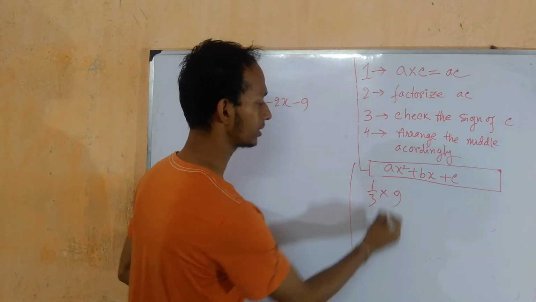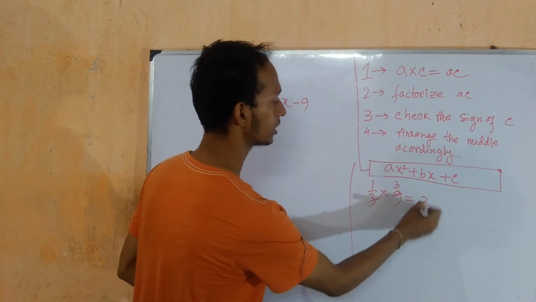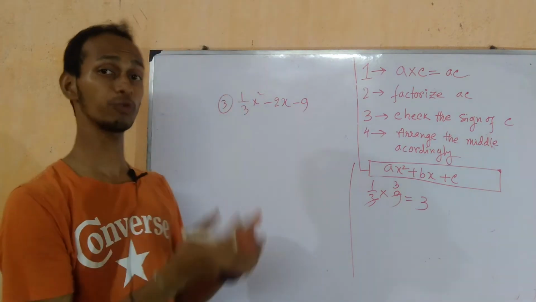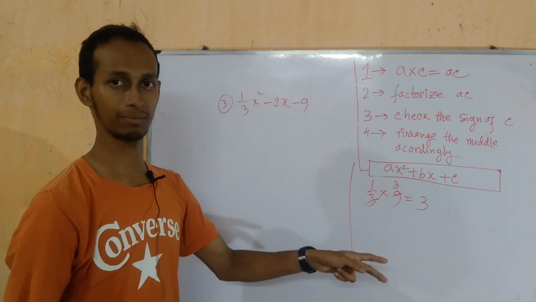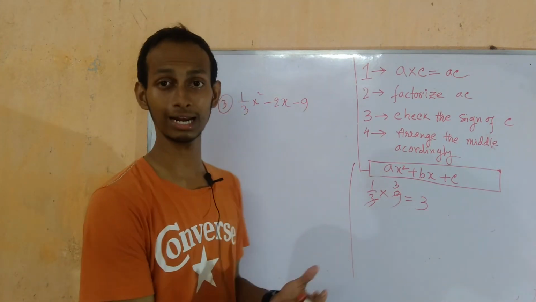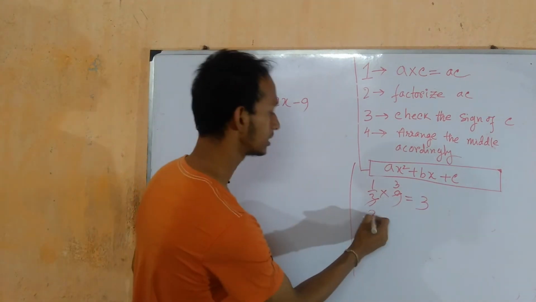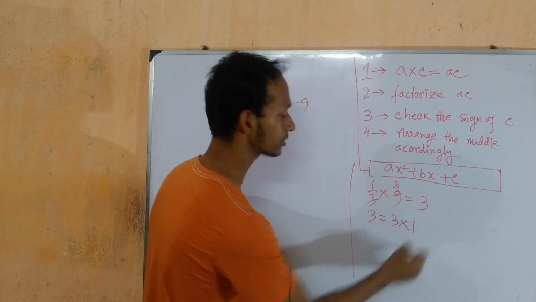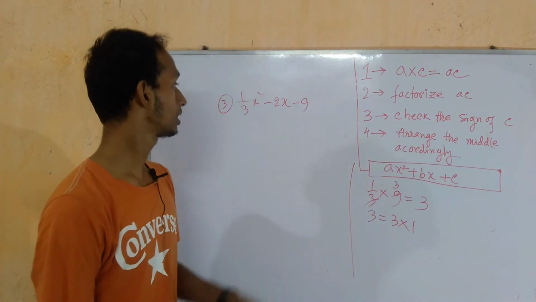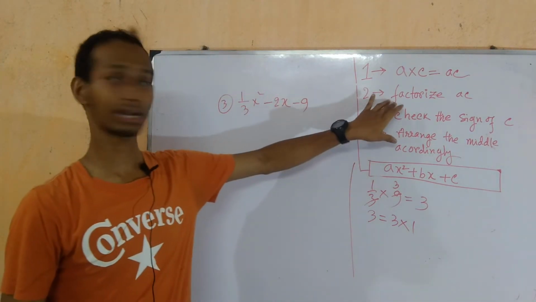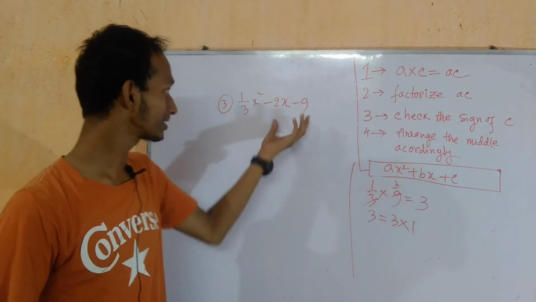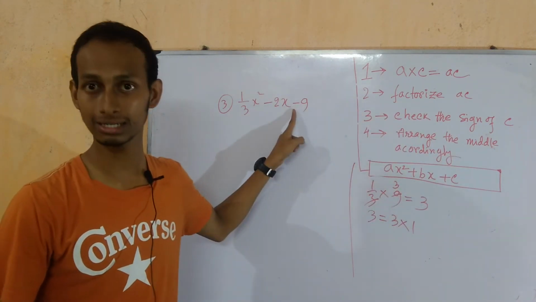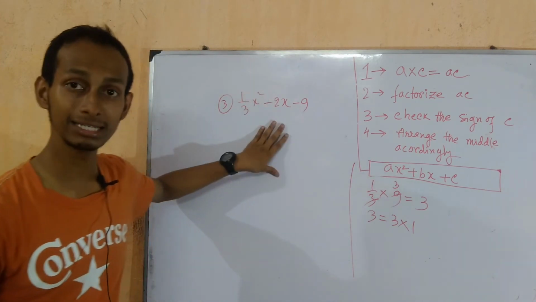1/3 into 9, after cancelling you got 3. Now if you factorize this 3, you know that 3 is a prime number. So if you want to factorize, it will actually be 3 equals 3 cross 1. Now see, in the next step we have factorized already. So the third step, check the sign of c. So what is the sign of c here? It is minus. So we have to arrange the middle term.